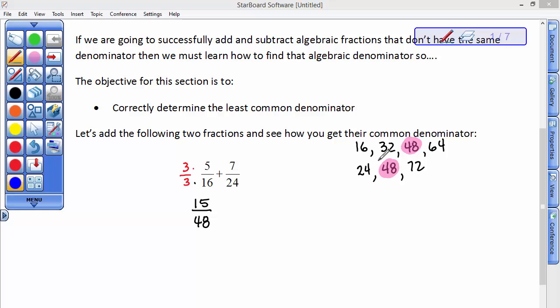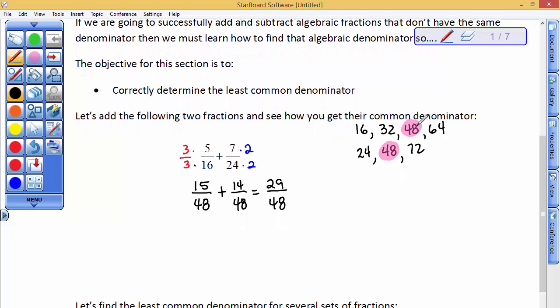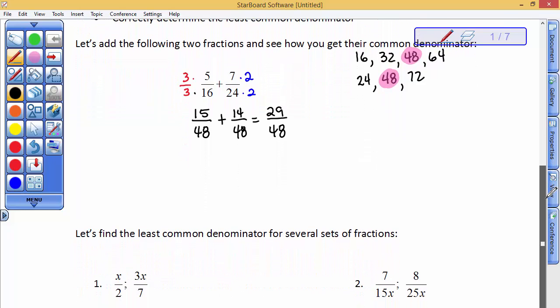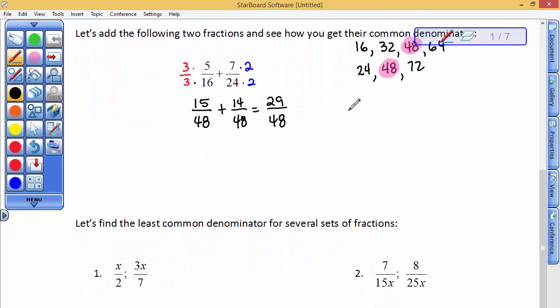The 24, the 48 was the second step in, so if you multiply 24 by 2, you get 48. So right here, you'll have 14 over 48. And you're now allowed to add these, and the numerators add to be 29 over 48, and we're good to go. Well, you know what? This is not going to work for algebraic fractions. So what we have to do is we have to take and factor the denominators.